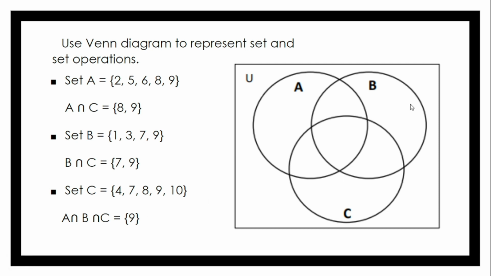And then we have here our Venn diagram, a blank Venn diagram, where we will place the elements of our sets. So, we have here set A, set B, and set C, then the universal set.